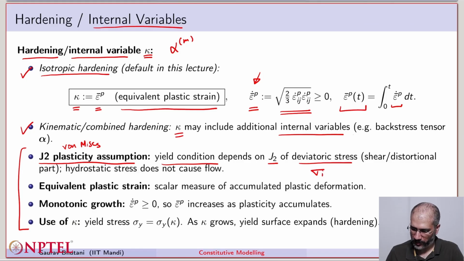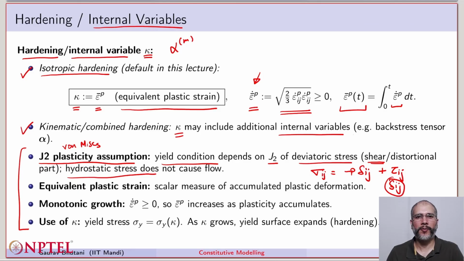Now let's recall that sigma was written as minus P times delta ij. That's the hydrostatic or spherical part. And then you have tau ij, also written as Sij. That's the deviatoric part of the stress. So in this J2 plasticity assumption, we assume that the hydrostatic part of the stress does not cause plastic flow in the material. It is just the shear or deviatoric part that causes the distortion or shearing in the body, which ultimately results in flowing in the plastic region.